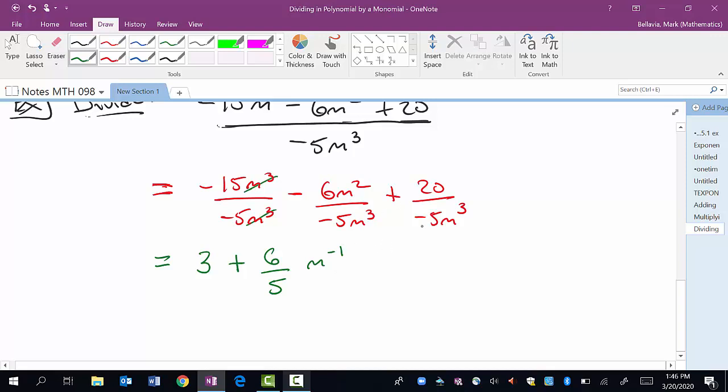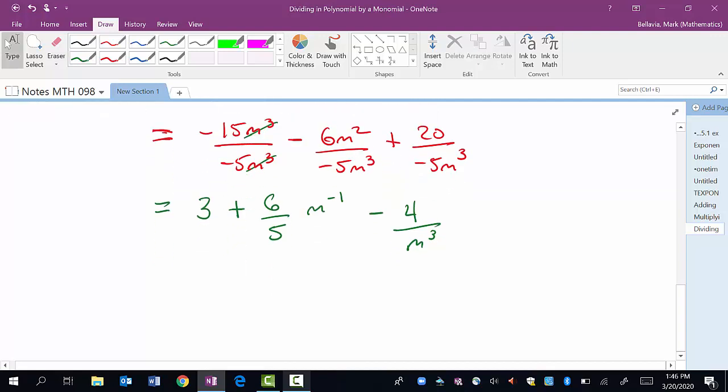And then this last one, we have a positive divided by a negative makes this negative. And when I see this as 20 over 5, I know that's 4. And since I didn't divide anything by the m cubed, it stays in the denominator. You keep it where it is because you didn't use it at all. So it hasn't been affected at all by the numerator. It stays in the denominator.